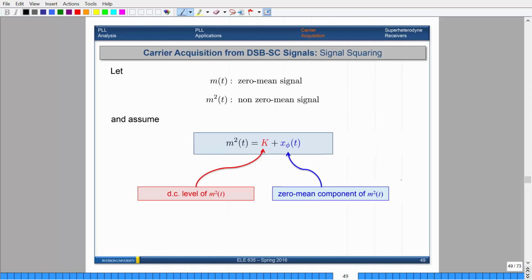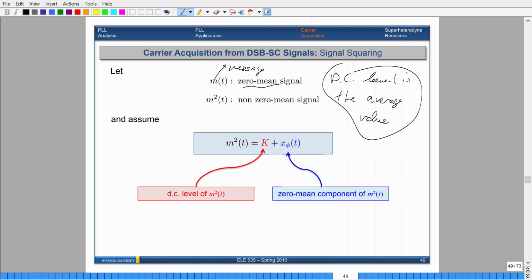Okay, so I'm going to introduce two different notations here. We're going to assume that the message is zero mean. What that means is that the DC offset is zero. Whenever you take a look at the DC offset of an AC waveform, the DC offset is basically the average value, if you remember from electronics. So the DC offset, or the DC level, is the average value. Okay, so that's what you need to know.